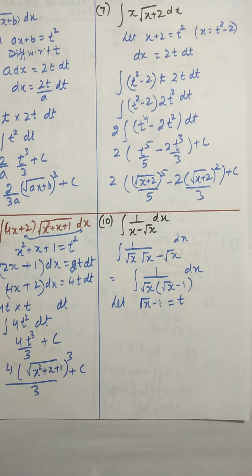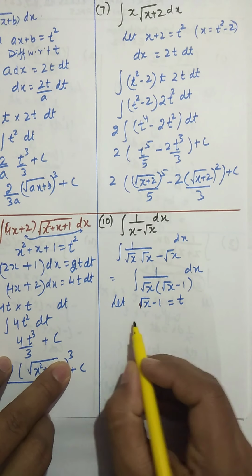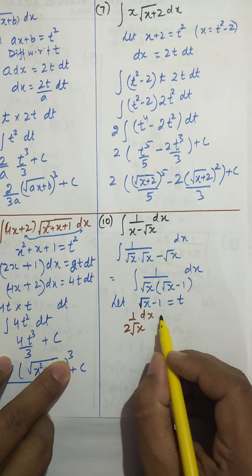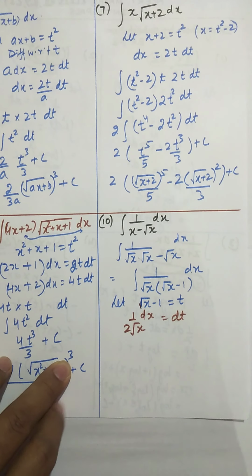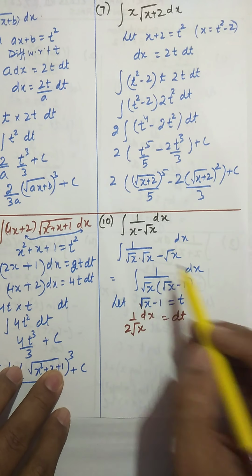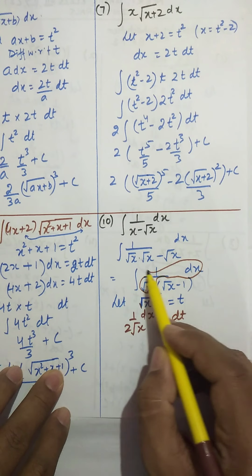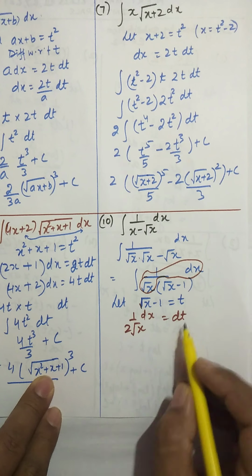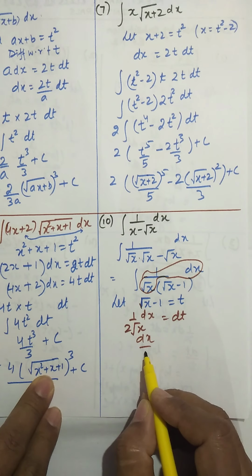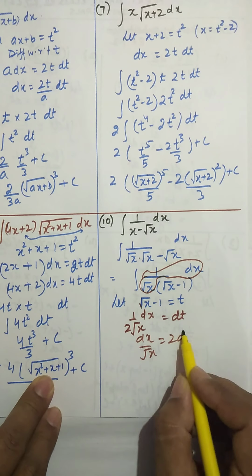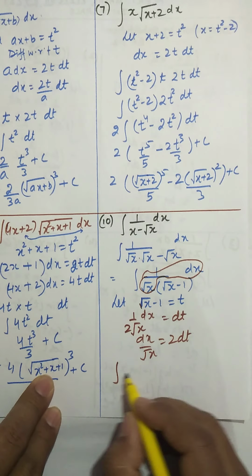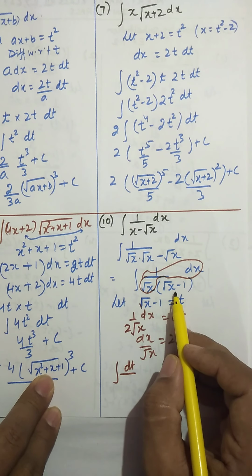So now we can differentiate with respect to t. When you differentiate, the derivative of root x is 1 upon 2 root x, and this is dx, and the derivative of 1 is 0, and this is dt. So now you can see dx upon root x is 2. You can shift this side. So dx upon root x equal to 2 dt. After shifting it, you will get this as dt, and this you assume as t.